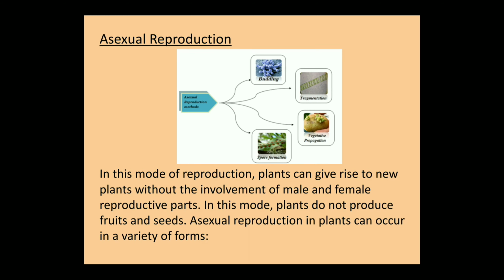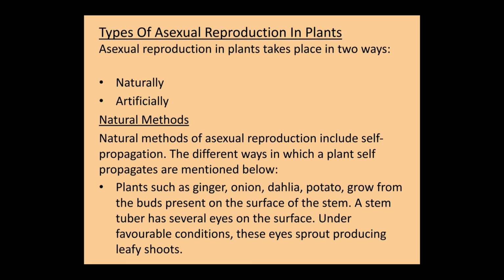In the asexual mode of reproduction, plants can give rise to new plants without the involvement of male and female reproductive parts. In this mode, plants do not produce fruits and seeds. Asexual reproduction in plants can occur in a variety of forms. Types of asexual reproduction in plants: asexual reproduction in plants takes place in two ways, naturally and artificially.